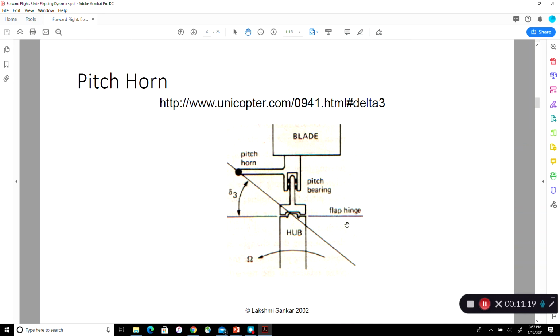blade and vice versa. By the way, tail rotor would also have a pitch horn. So when you move this rod up, that'll pitch the blade, but it'll also cause this line to go up. It'll produce a rotation about this flap hinge, causing the blade to flap. So a single control will cause the blade to flap as well as the pitch. Okay, this is common in tail rotor.